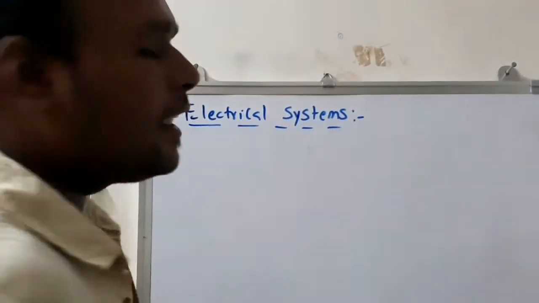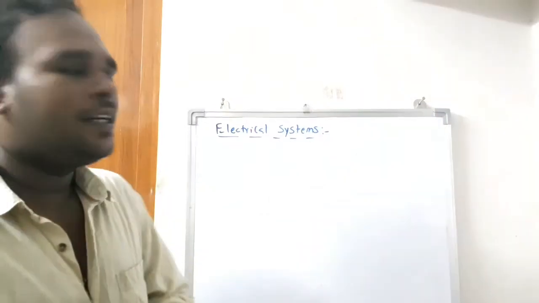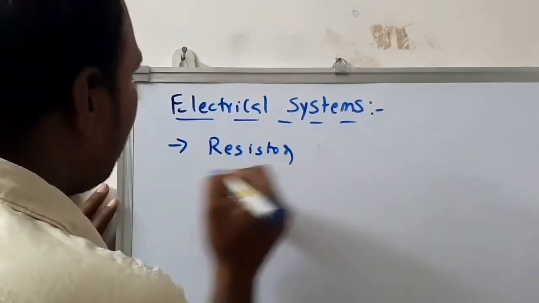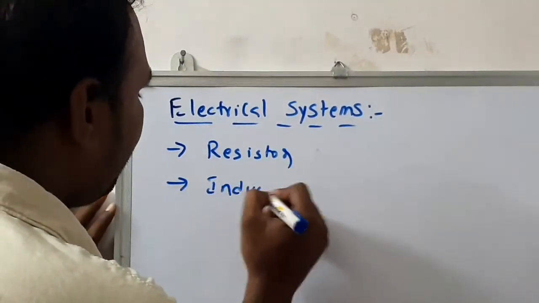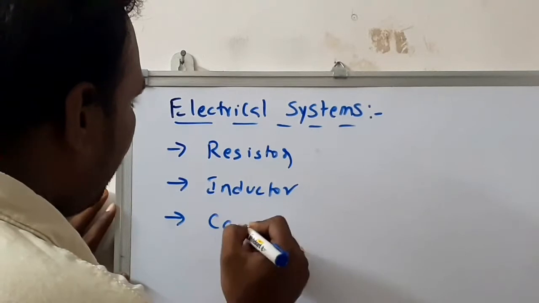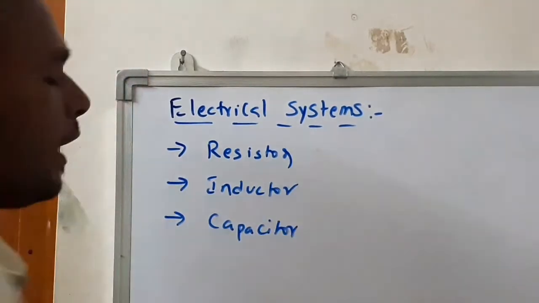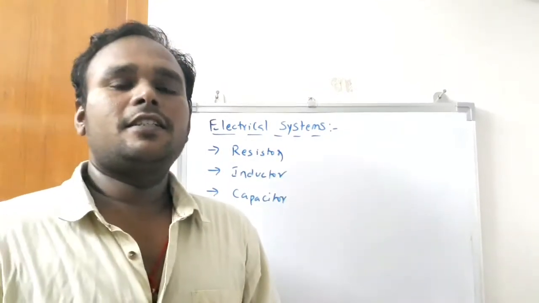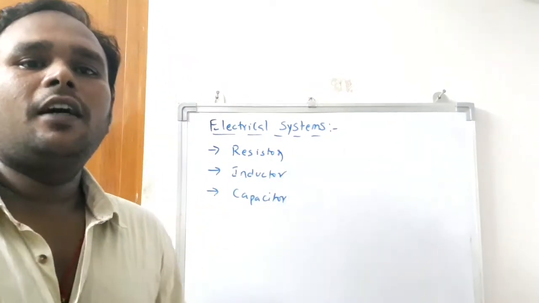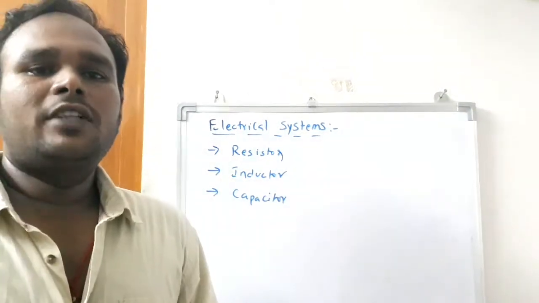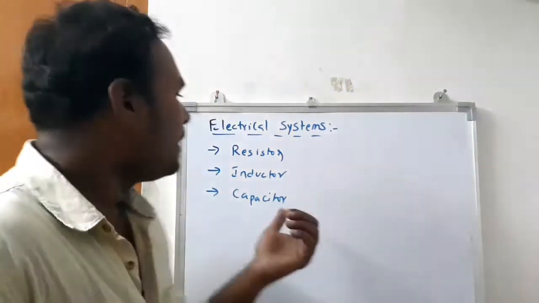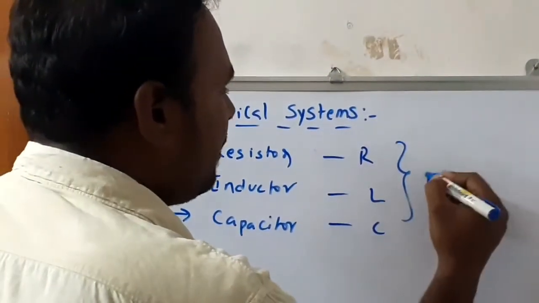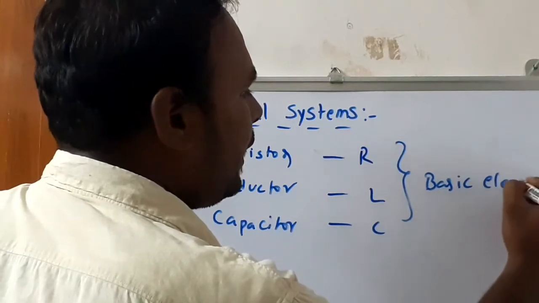So these electrical systems can be obtained by using elements like resistor, inductor and capacitor. In the previous sections, we discussed the mechanical translation system and mechanical rotation system. There the basic elements are mass, dashpot and spring. Here the basic elements are RLC elements. So these are the basic elements for the electrical system.